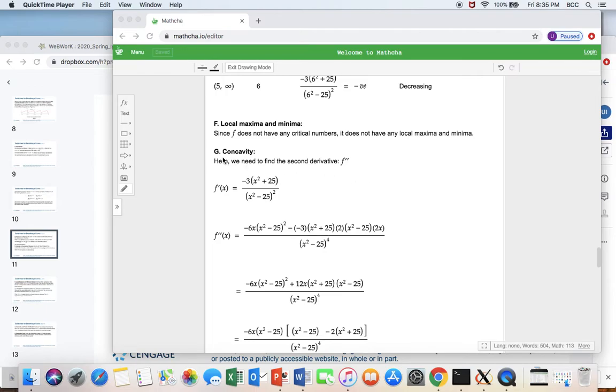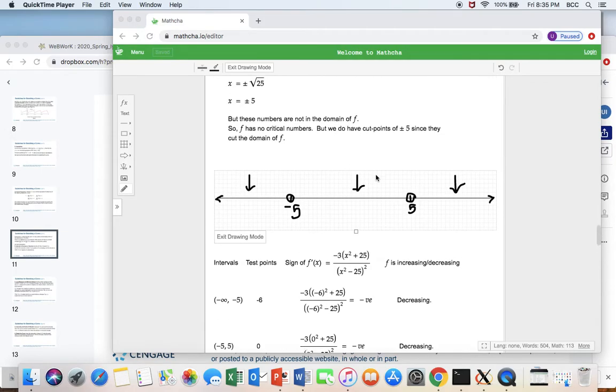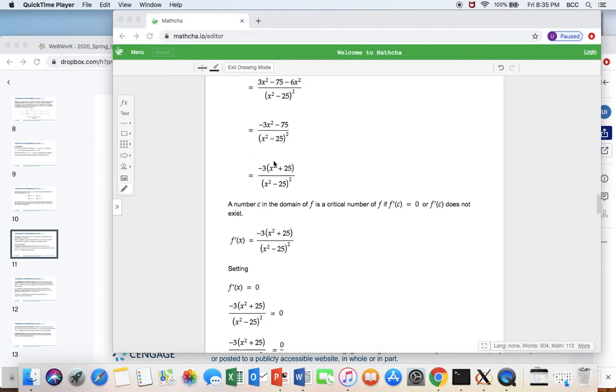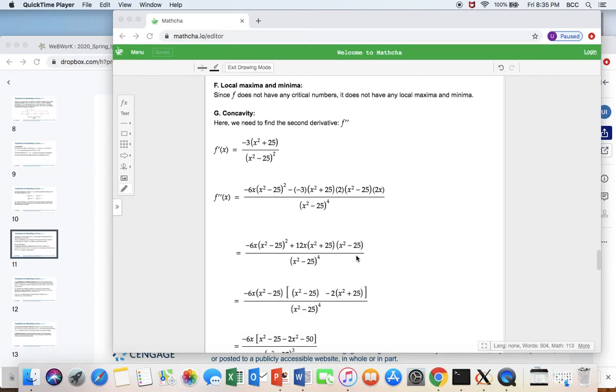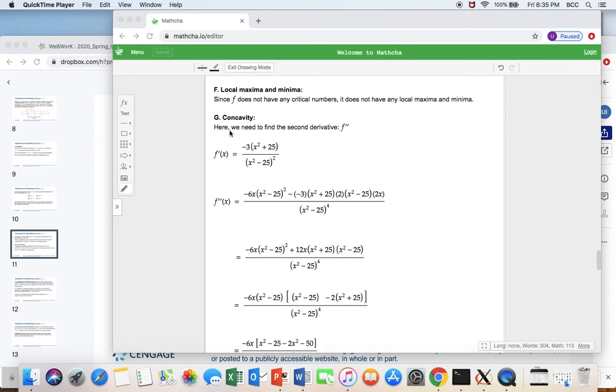Come back. So we are now going to work on concavity. To discuss concavity, we need the second derivative. Well, we have already computed the first derivative to be this. If you remember, we went through quite a detailed discussion to find the first derivative. Now, the second derivative. Here we go.